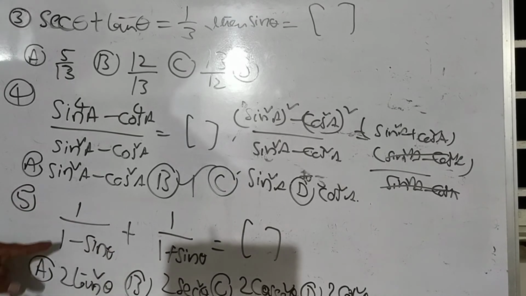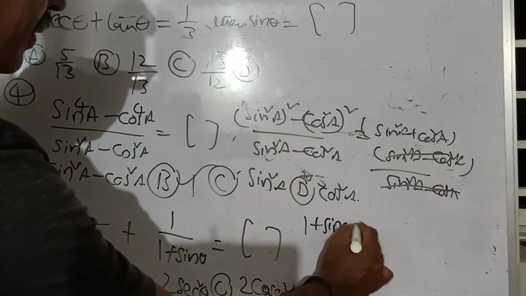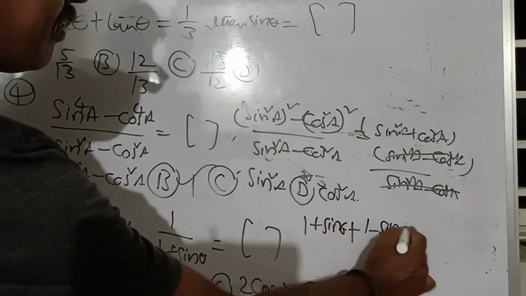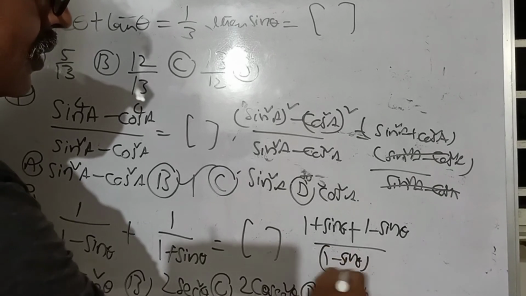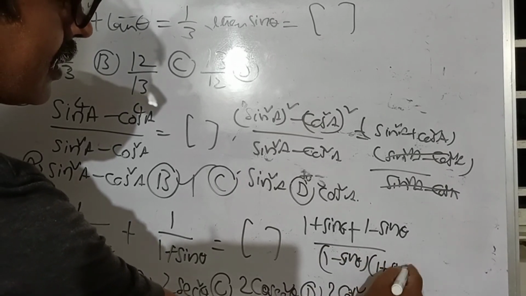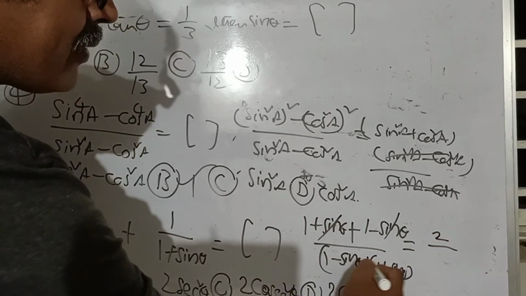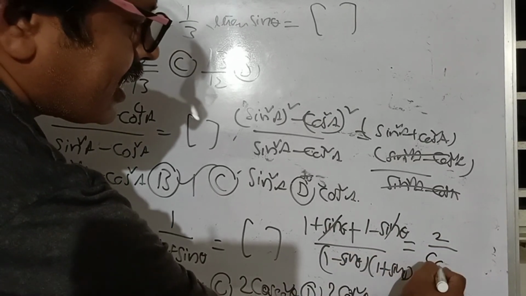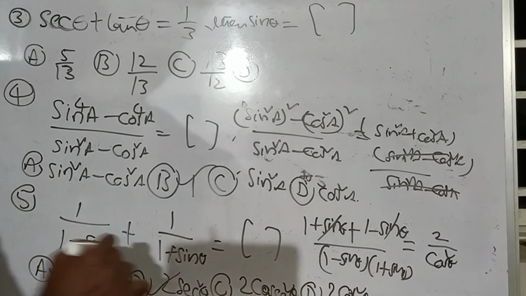1 by sin theta plus 1 by 1 plus sin theta. So when you take LCM, you get 1 plus sin theta plus 1 minus sin theta by 1 minus sin theta into 1 plus sin theta. Therefore, the sin terms get cancelled. 2 by 1 plus sin theta into 1 minus sin theta, that is 1 minus sin square theta, which is equal to cos square theta. 2 by cos square theta, that is 2 secant square theta. Therefore, the option is B.